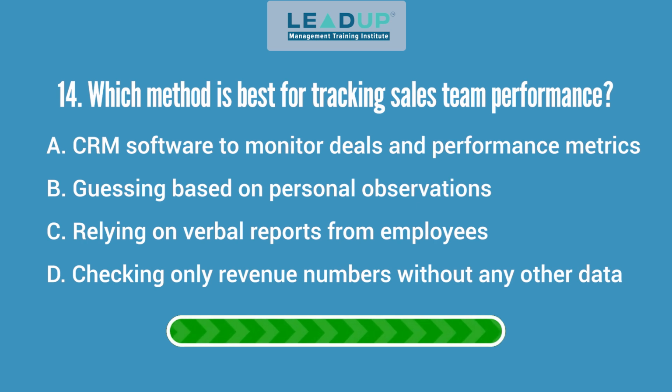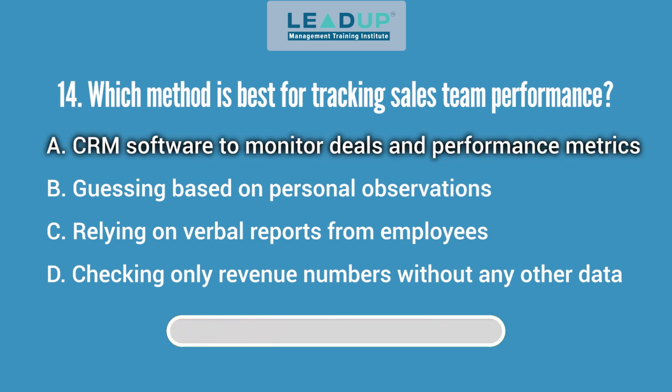Question 14. Which method is best for tracking sales team performance? A. CRM software to monitor deals and performance metrics. B. Guessing based on personal observations. C. Relying on verbal reports from employees. And D. Checking only revenue numbers without any other data. Answer: CRM software to monitor deals and performance metrics.